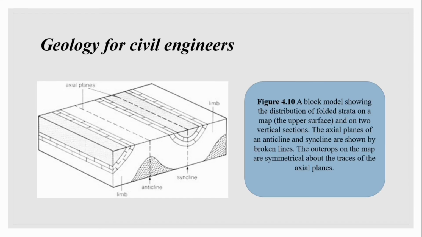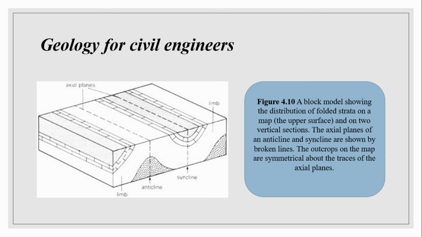Next, on this slide, the image shows that there are two vertical sections on the left side of the slide and the map in the upper portion on the right side. The outcrops on the map are symmetrical about the traces of the axial planes. The axial plane of a fold is a plane or surface that divides the fold as symmetrically as possible.